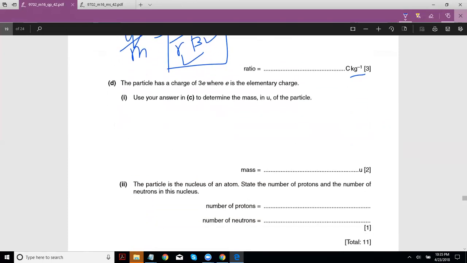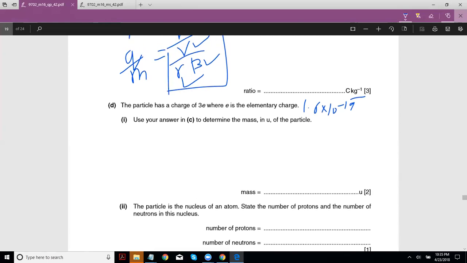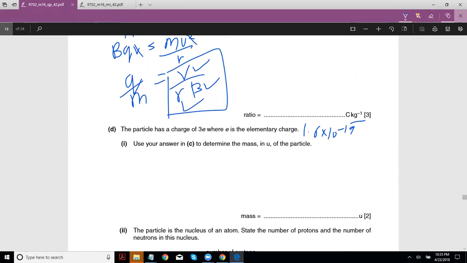The particle has a charge of 3e, where e is the elementary charge, 1.6 times 10 to the power minus 19 C. You get that from above, you don't have to remember it, it's written above. Use your answer in C to determine the mass in U of the particle.